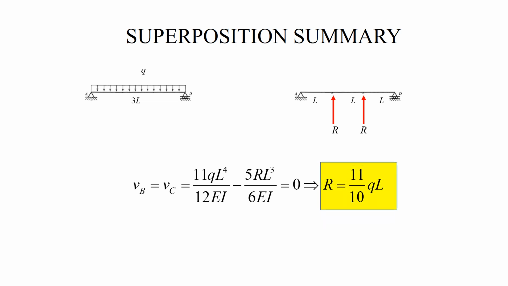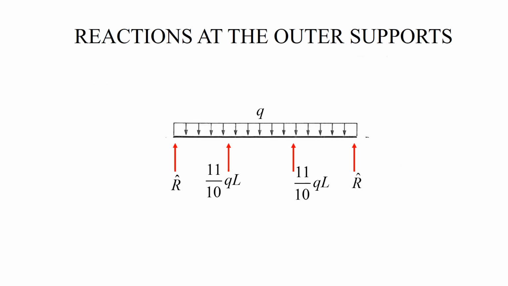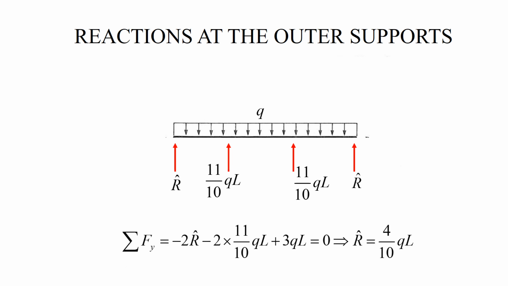And with this force known, first I acknowledge that this is part of my answer. And then I draw the free body diagram for the entire beam. The reactions at the ends are equal because of symmetry, and a simple equilibrium equation for the forces gives me the value of the reactions at the outer support.